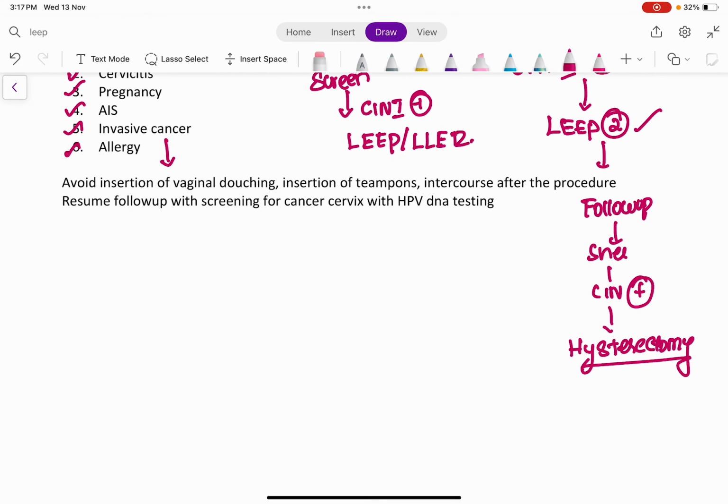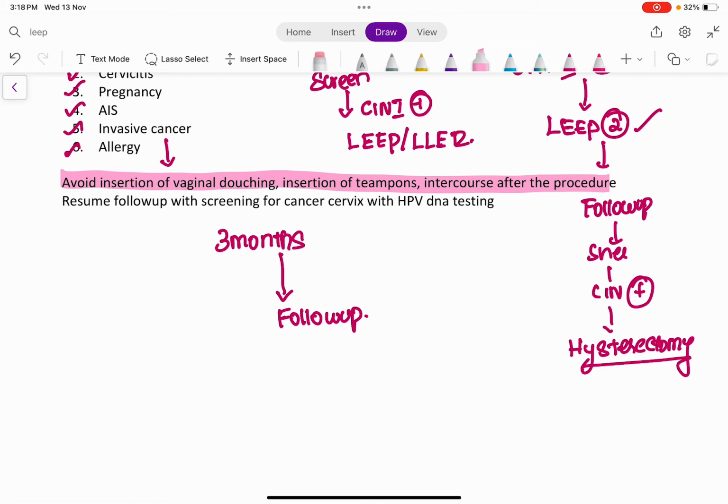Now, after you have done the loop electrosurgical excisional procedure or LLETZ, you have to ask the patient to come for follow-up. Let's say the patient has come to you for follow-up after 3 months. Here you have to avoid insertion of any tampons, vaginal douching, and intercourse for a period of around 4 to 6 weeks. Right? It is 4 to 6 weeks after the procedure.